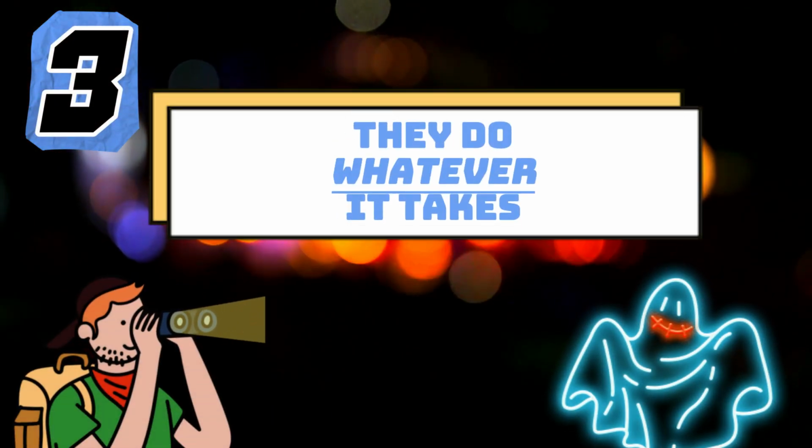That brings me to number 3. These characters don't just have impossible goals, they will go to impossible lengths in order to achieve them. It's not something that can just be solved overnight. Like Wesley can't just walk into the castle and take Buttercup away from the prince. That's not how it's going to work.